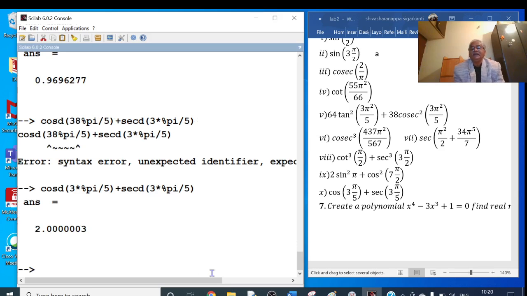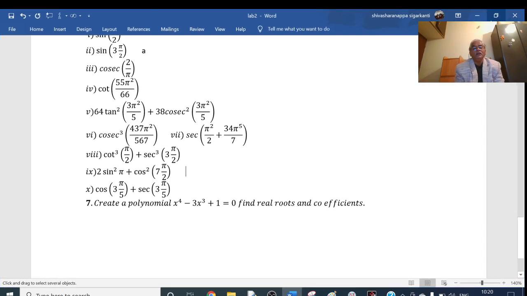Next example is create a polynomial x to the power of 4 minus 3x cube plus 1 equal to 0. Find real roots and coefficients. In Scilab, we can create a polynomial by giving its coefficients. See here, constant quantity is 1. There is no x term, means the coefficient of x is 0. There is no x square term, means coefficient of x square is 0. X cube term is there, its coefficient is minus 3. X raised to 4 is there, its coefficient is 1.